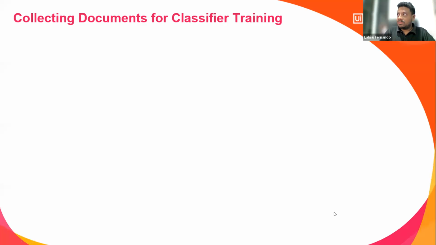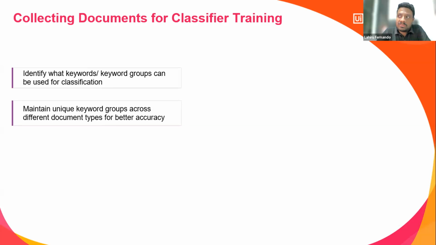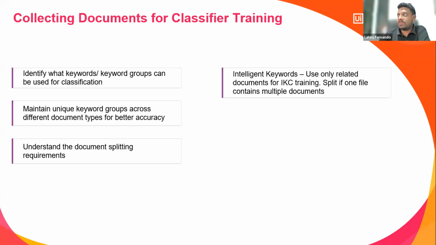And collecting documents for the classifier. Again, just like the extraction part, when you collect the documents, you need to identify what kind of keywords you need to use, or whether you can use keyword groups. Always remember to use unique keywords across different document types so that whether it's the keyword classifier or the intelligent keyword classifier, it doesn't get confused. And depending on your document splitting requirements, you can use the different classifiers. And so, the intelligent keyword classifier. This is a very important part.